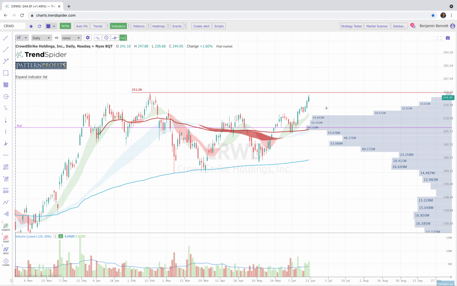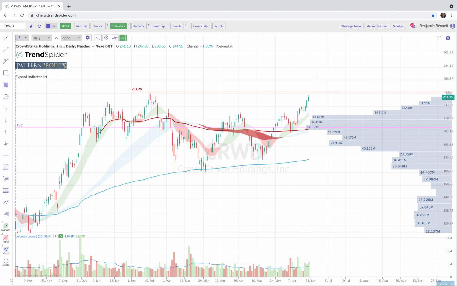Maybe this forms a handle here, gives you a little inside day as it comes out of that handle, breaks the descending trend line. Maybe it offers up an opportunity. But right now, all this is a setup to clear that 251.28 pivot.